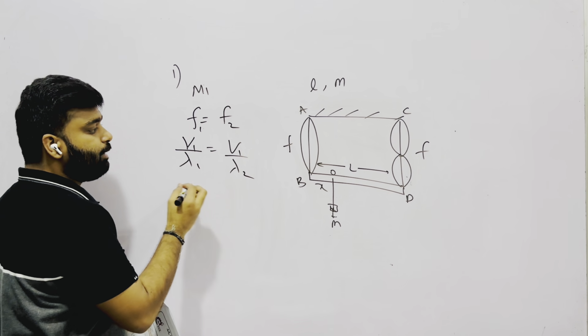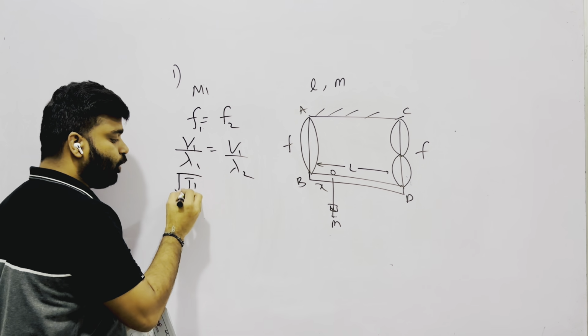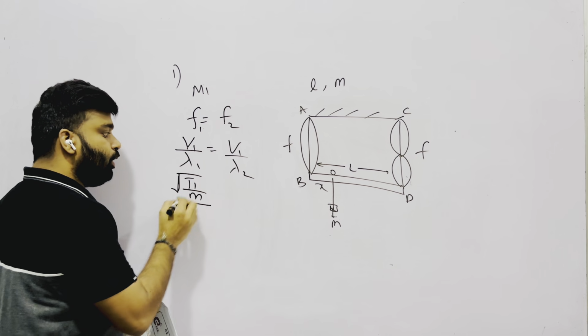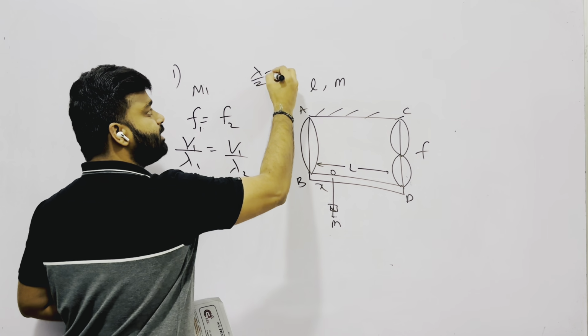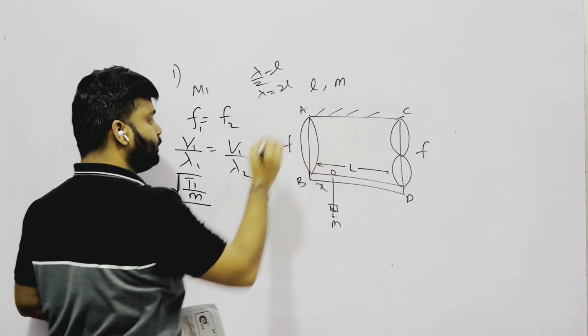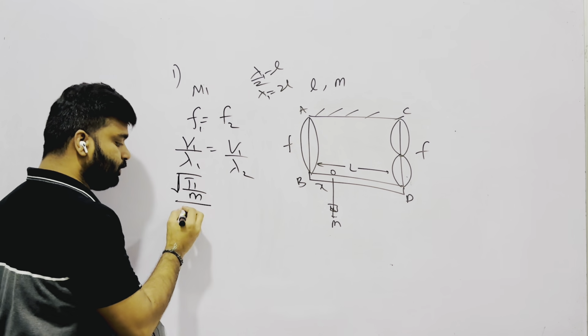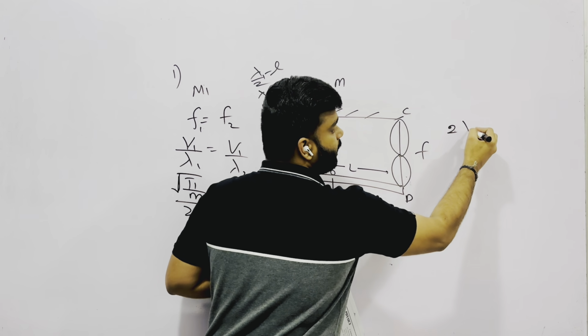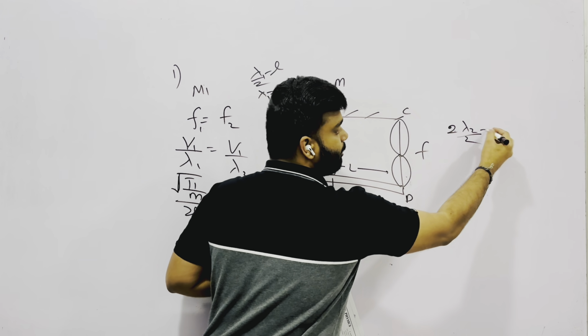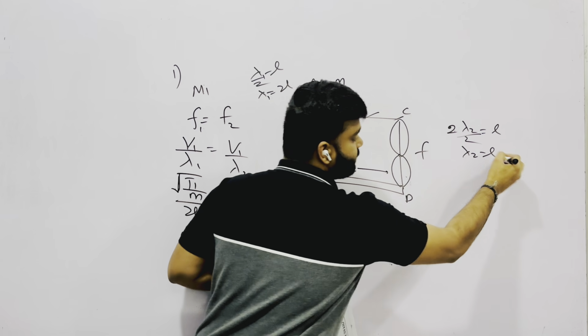Velocity in the string AB is equal to the square root of tension in the string over mass per unit length, over lambda. One loop is lambda by 2, which is equal to L. Therefore, lambda is equal to 2L. Lambda 1 is equal to 2L. Similarly, for two loops, 2 times lambda by 2 is equal to L. Therefore, lambda is equal to L.